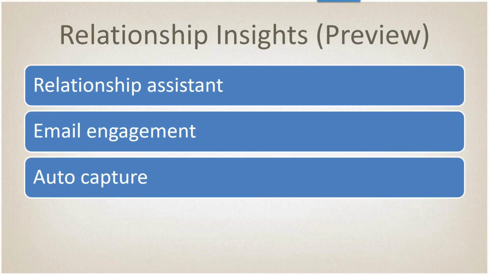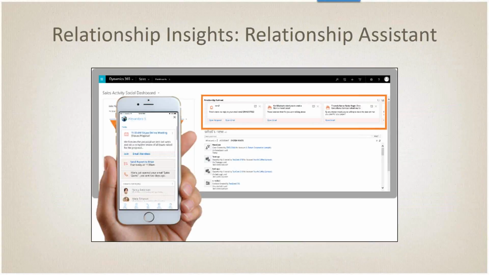Relationship insights is the cool one. So this is again in preview. At this point we have 3 different things: the relationship assistant, email engagement, and auto capture. And we'll get into that in just a second.